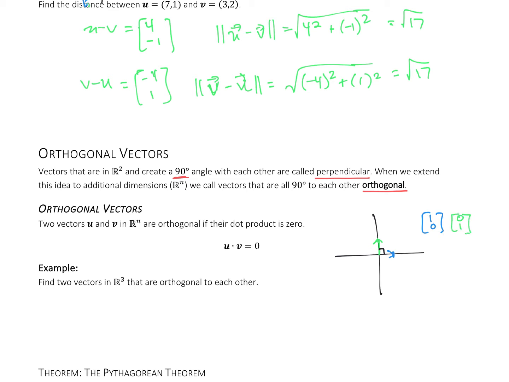Watch what happens if I take their dot product. Their dot product is just what happens when I take the first entries, so 1 times 0, plus 0 times 1, and I get 0.